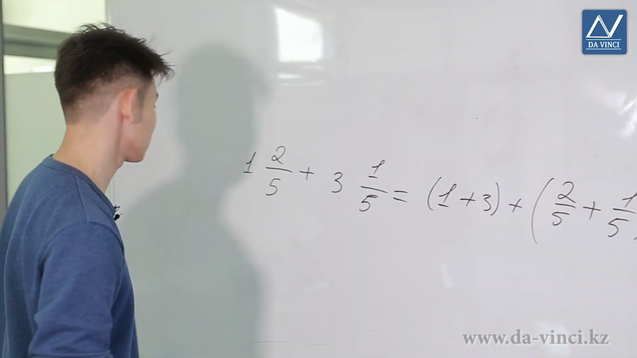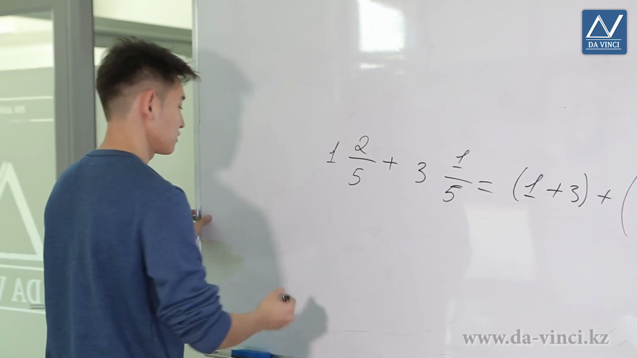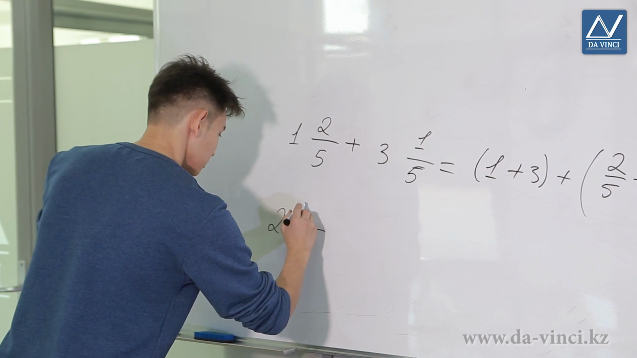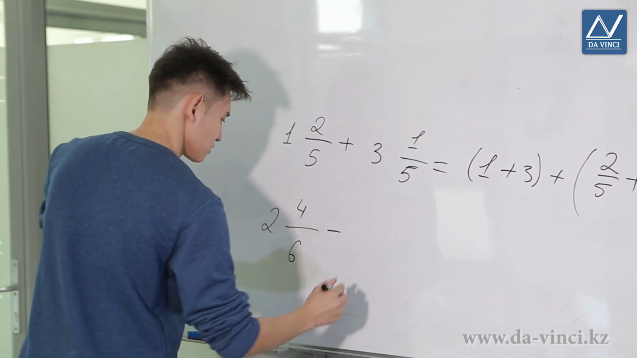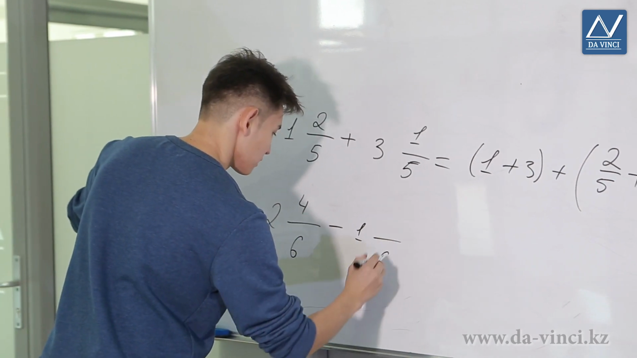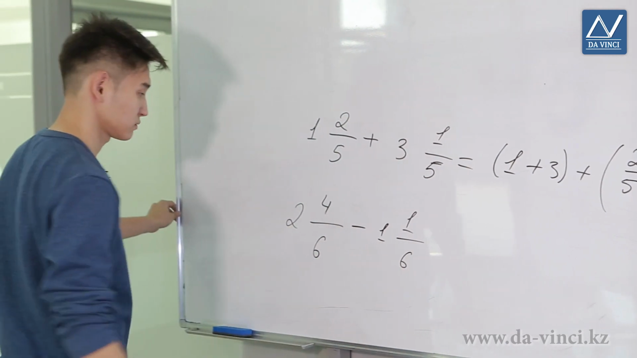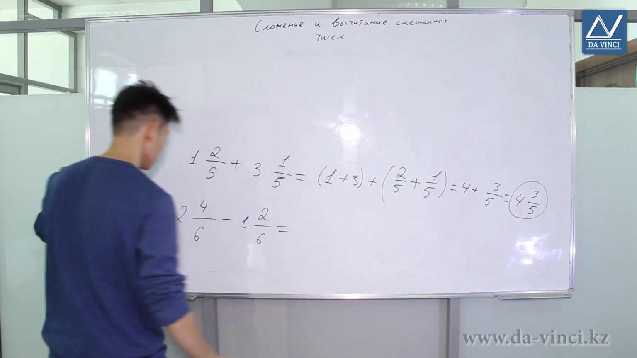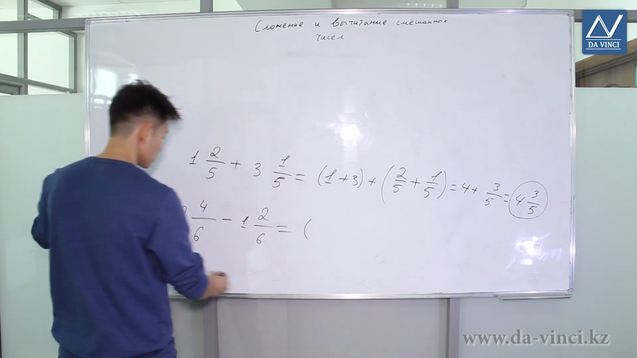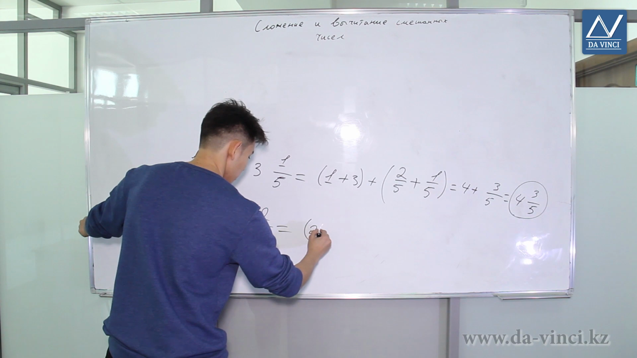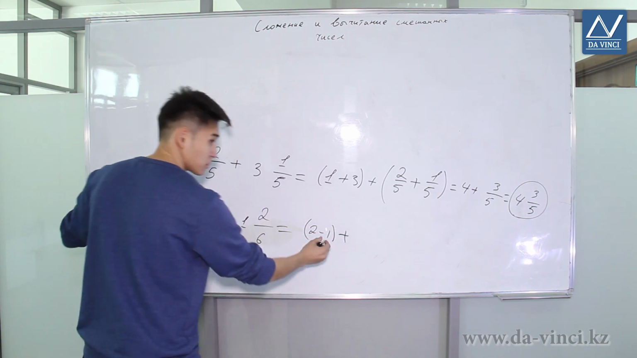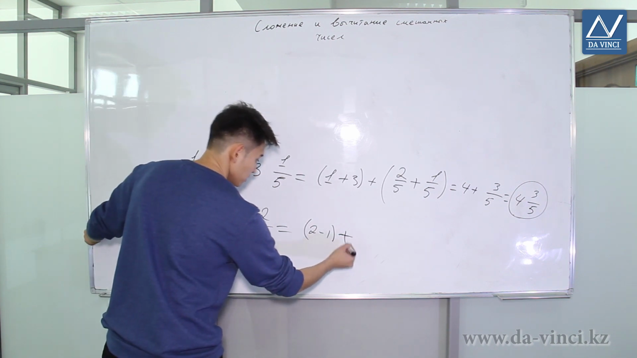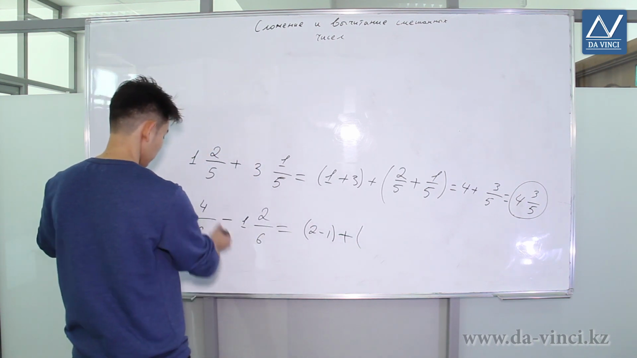We can carry out the same actions in case of subtraction. 2 and 4/6 minus 1 and 1/6. Let it be 2/6 is equal to, at first we subtract the integer part. 2 minus 1 plus, that is important, we write a plus despite the fact that there is a minus. We always write a plus between brackets.